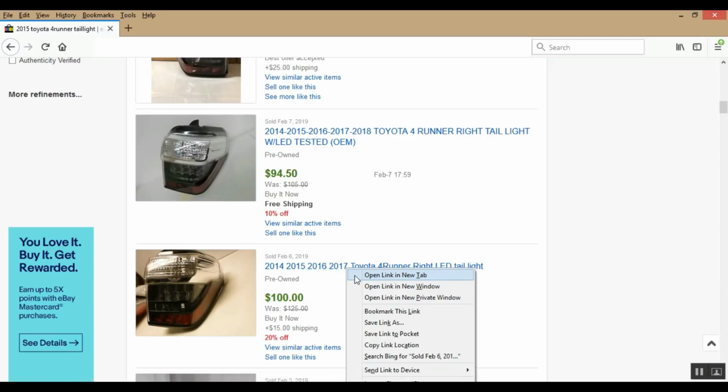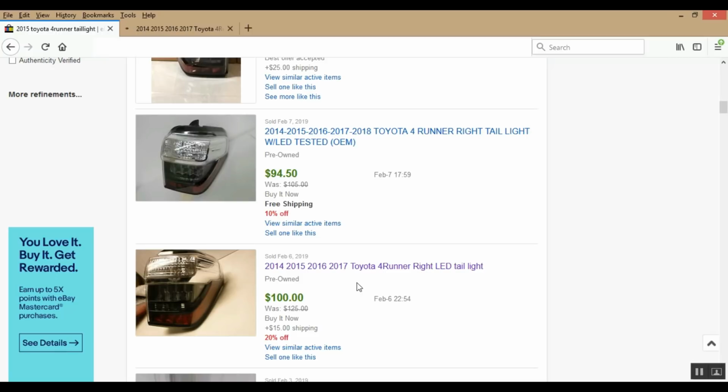So I want to open that one up, because I want to look at the pictures and see what condition theirs is in, see if they mention anything about something broken or scratched up, or if it's been tested or whatever. I want to look at all that kind of stuff.